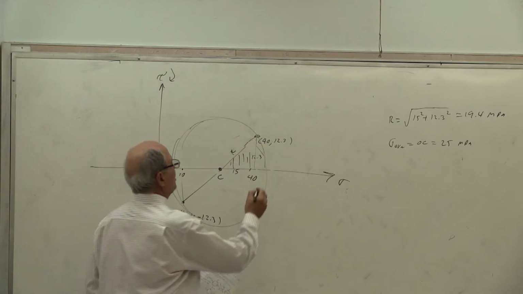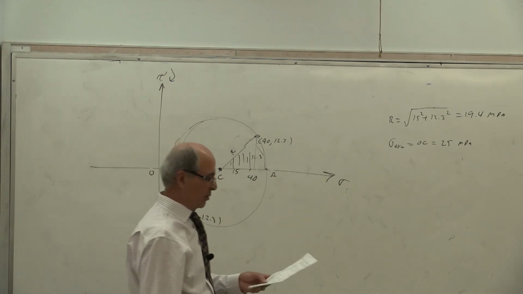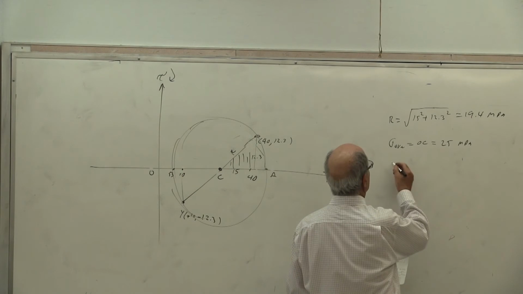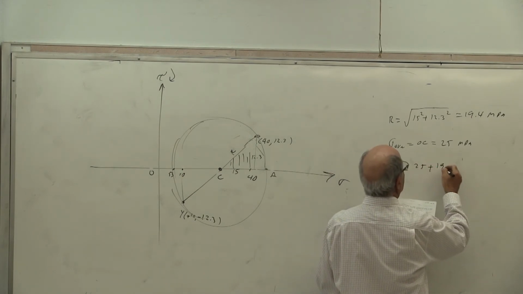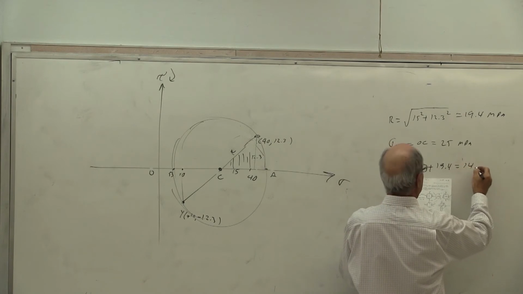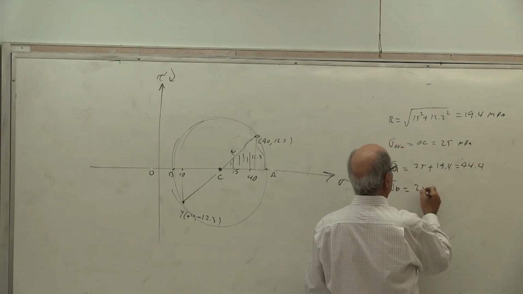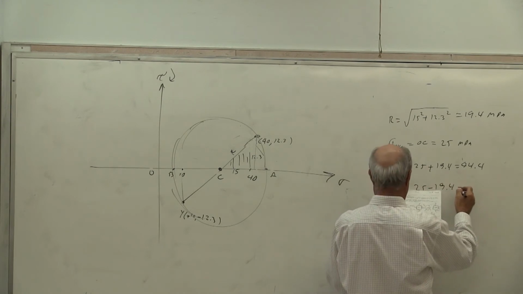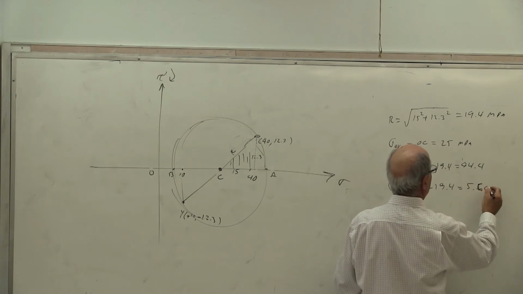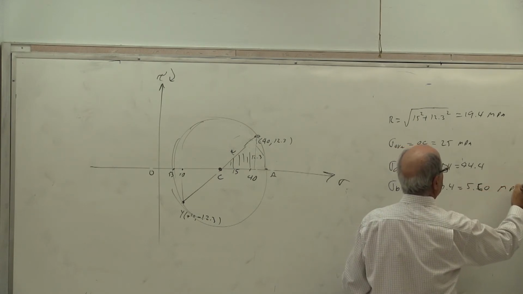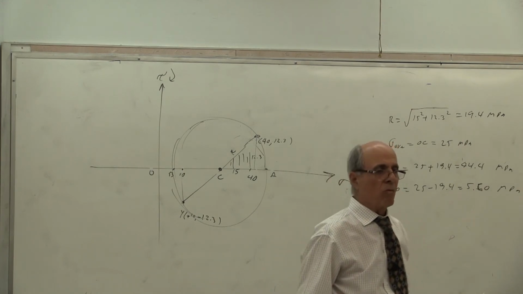Yes. So this will be point A, and this will be point B. If somebody asks you, you can calculate that. Sigma A is equal to 25 plus 19.4, which is 44.4. And sigma B, which is 25 minus 19.4, is equal to 5.6, or about 5 megapascal. Correct?